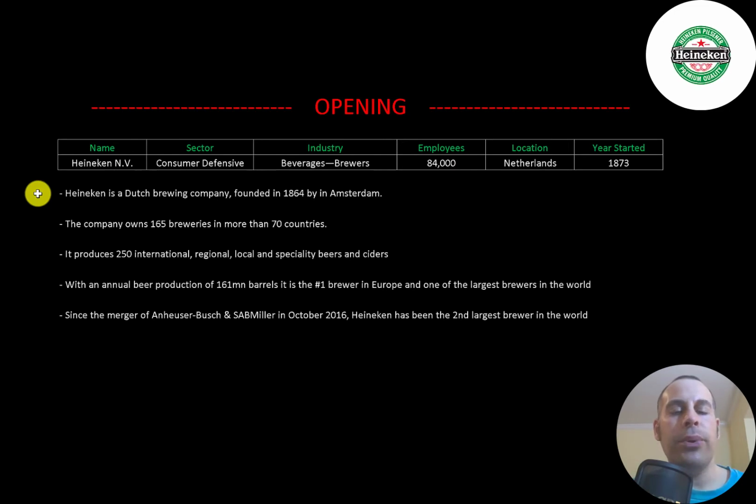Heineken is a Dutch brewing company founded in 1864 in Amsterdam. The company owns 165 breweries in more than 70 countries. It also produces 250 international, regional, local, and specialty beers and ciders. With an annual beer production of 161 million barrels, it is the number one brewer in Europe. Since the merger of Anheuser-Busch and SABMiller in 2016, Heineken is the second largest brewer in the world.